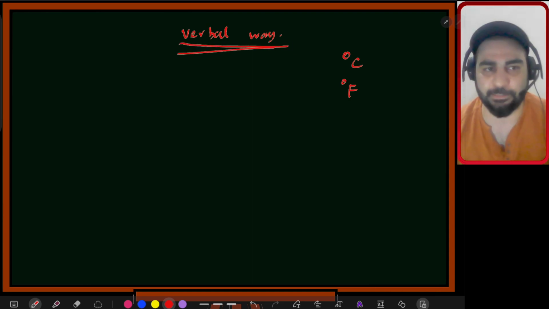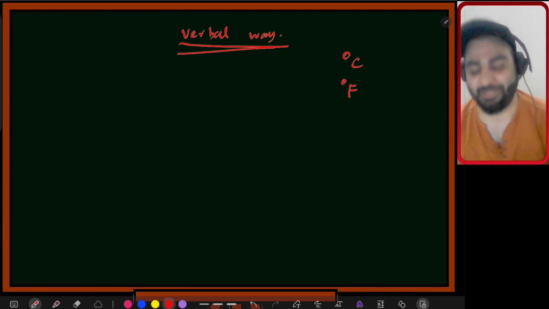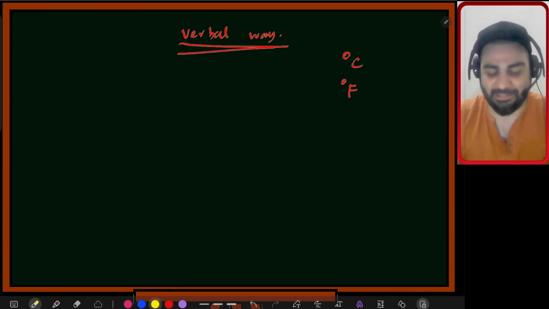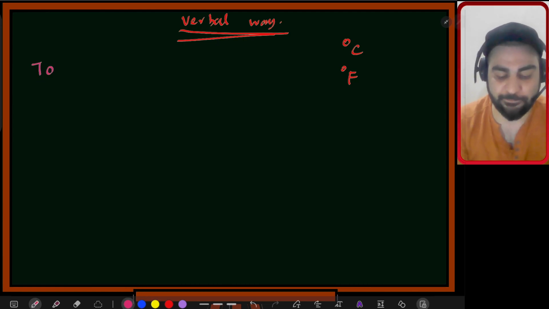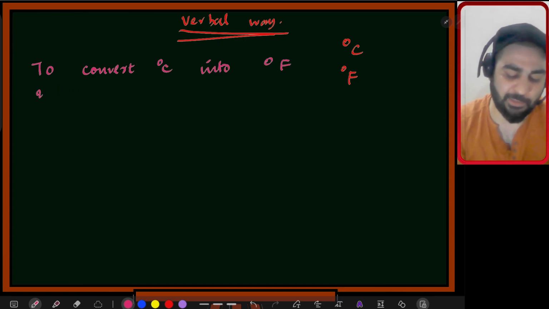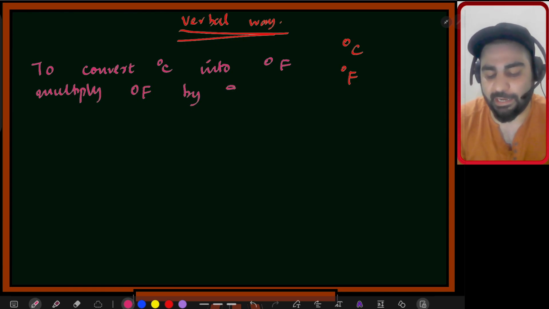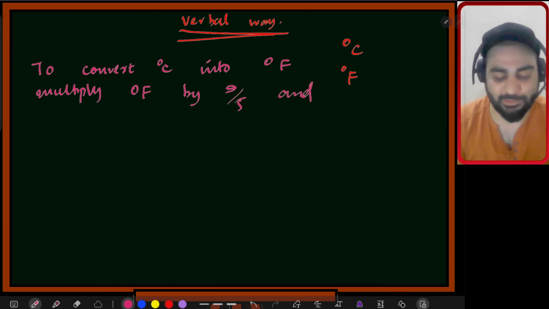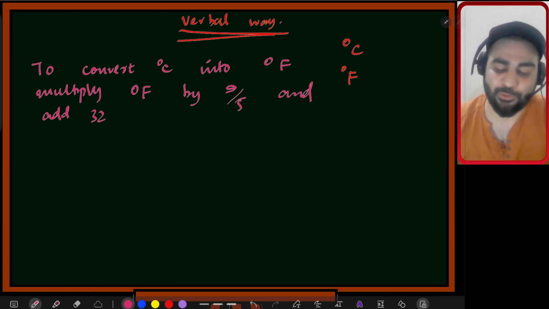So I can say it like this: to convert from Celsius to Fahrenheit, multiply the Celsius temperature by 9 by 5 and then add 32. Okay, this is the verbal representation of a function basically. So what I'll write is, to convert degree Celsius into degree Fahrenheit, multiply by 9 by 5 and add 32. Okay, before algebra was invented, people used to communicate like this.